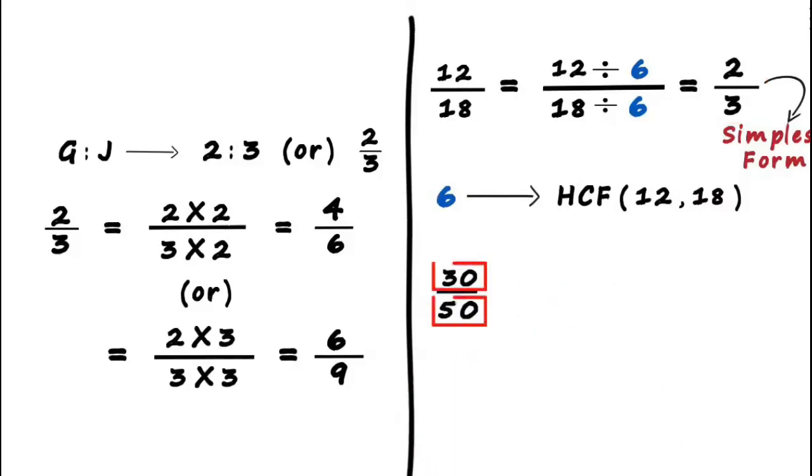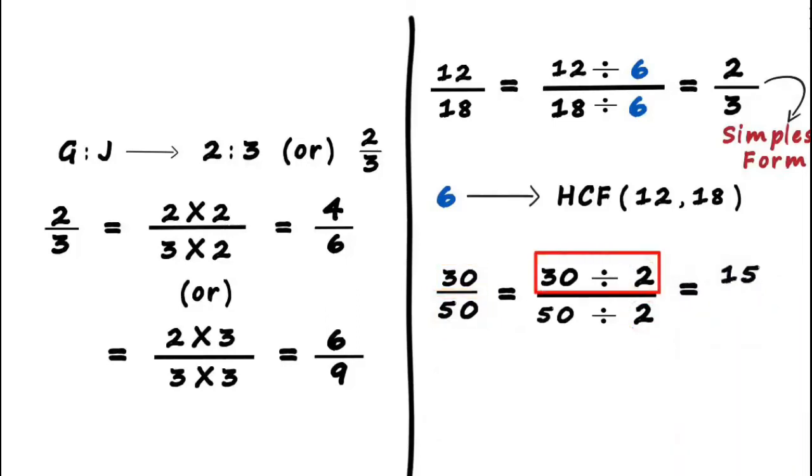Say we have the ratio 30 by 50. Let's assume that we do not know what the HCF is. If we do not know what the HCF is, all we need to do is look for the common factors of the numerator and the denominator. 30 and 50 both are divisible by 2, so we divide the numerator as well as the denominator by 2. 30 divided by 2 is 15 and 50 divided by 2 is 25.